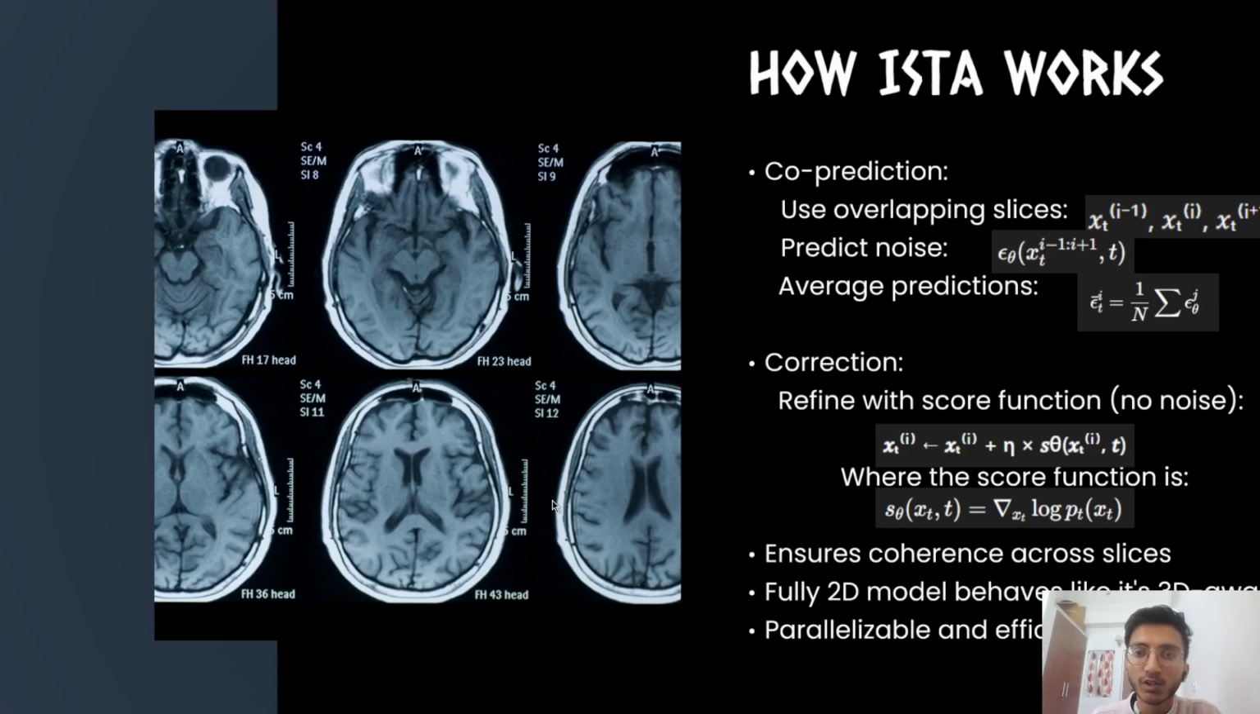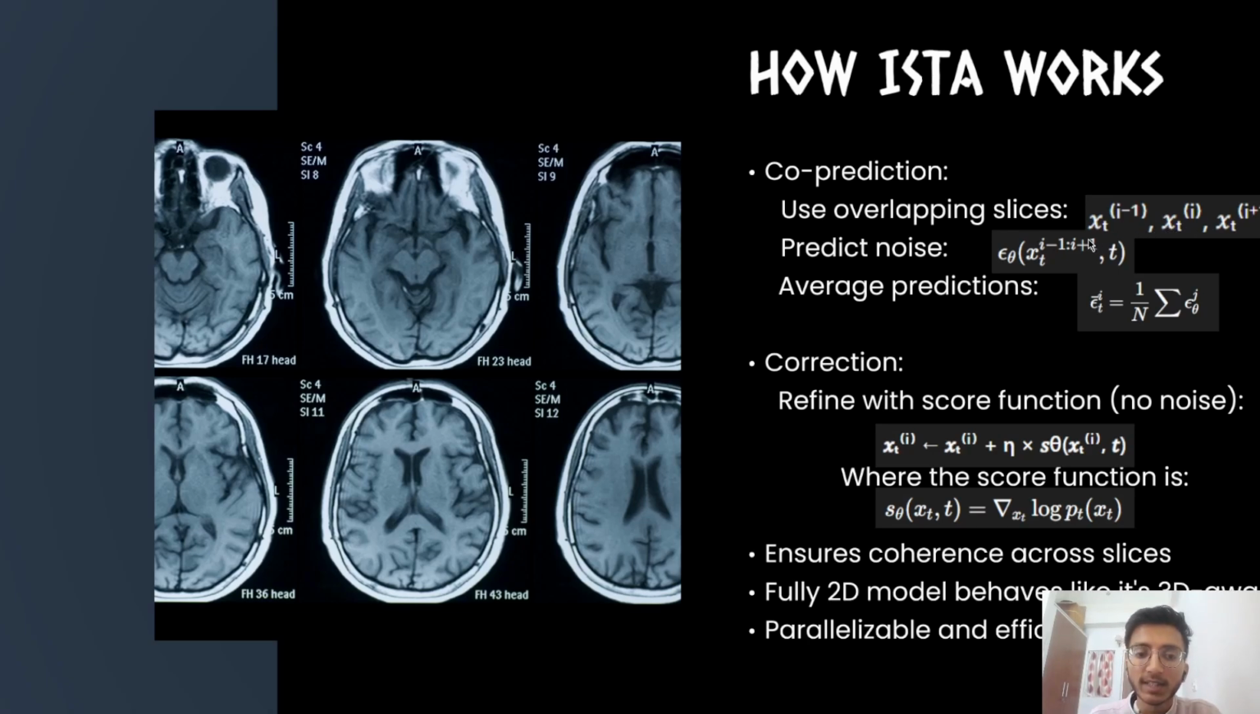ISTA works in two phases. First is co-prediction. So in this, instead of generating each slice independently, the model now takes overlapping windows of three slices, say slice I minus 1, I, and I plus 1. This window provides context from neighboring slices.